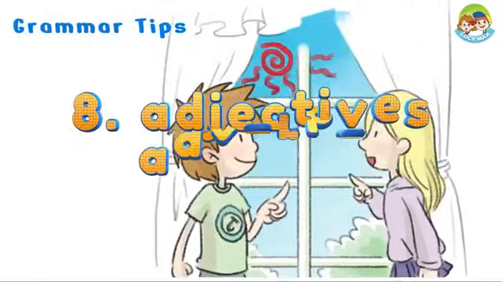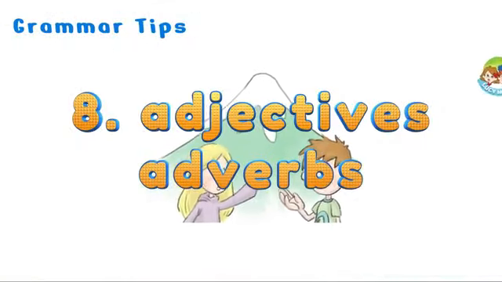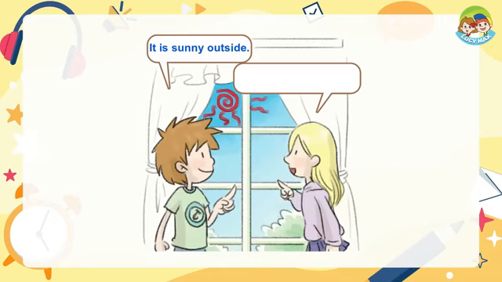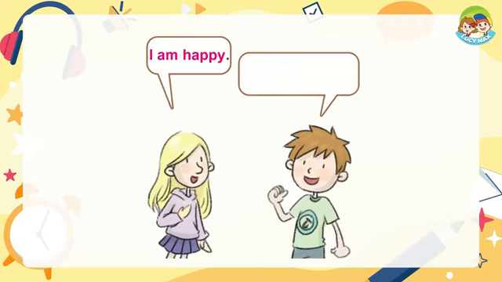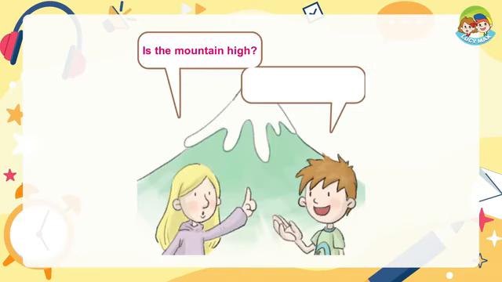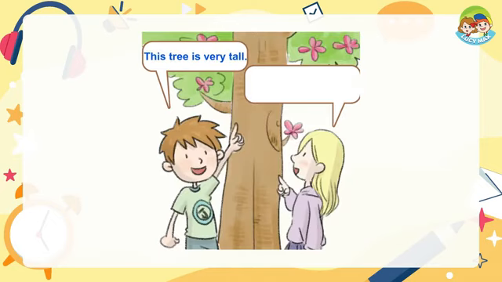Unit 8. Adjectives, Adverbs. It is sunny outside. It is such a beautiful day. I am happy. I am very happy too. Is the mountain high? Yes, it is pretty high. This tree is very tall. The flowers on the tree are very beautiful.